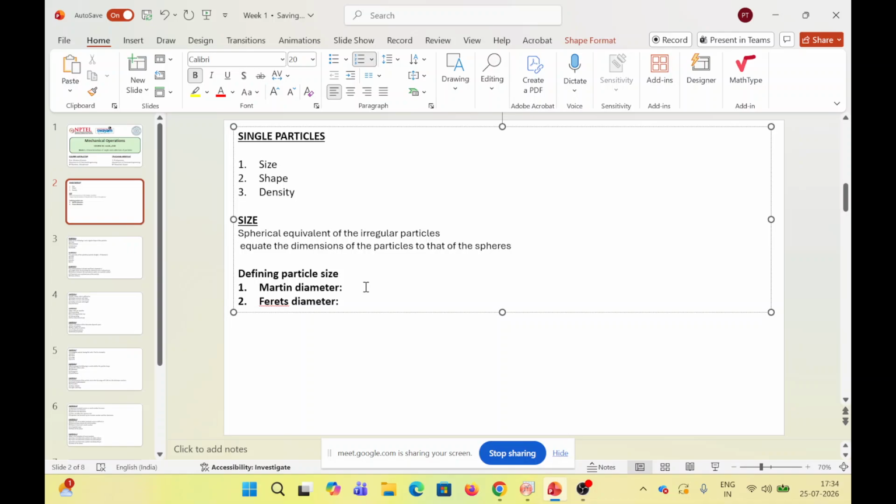Martin's diameter, for any irregular particles, I'll read it out, that would be better: the length of the line bisecting the maximum cross-sectional area of the particles. So, you take an irregular shape particle, you find the area. Now you need to find a line that bisects this cross-sectional area of the particle into two different halves. That length is called Martin's diameter.